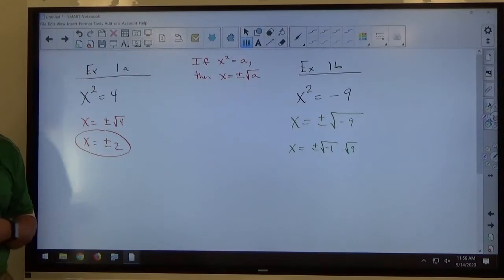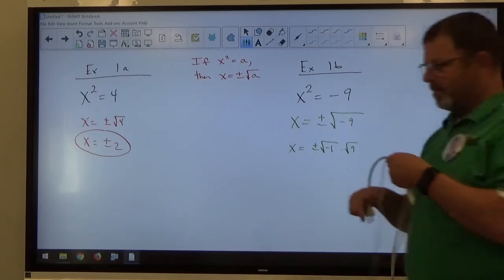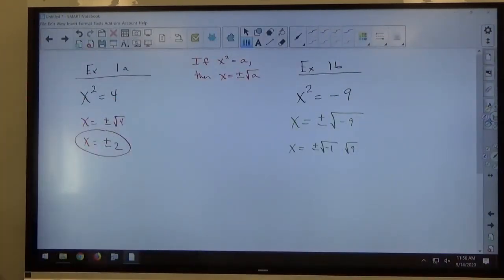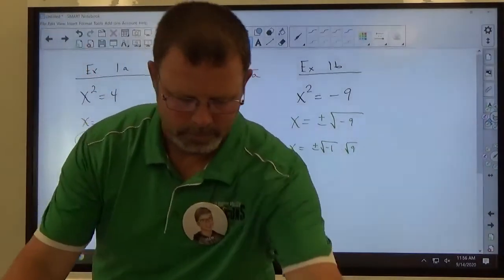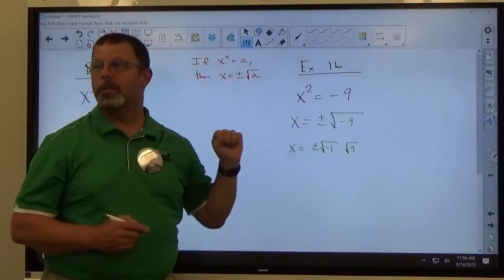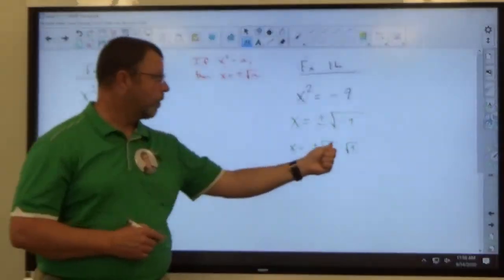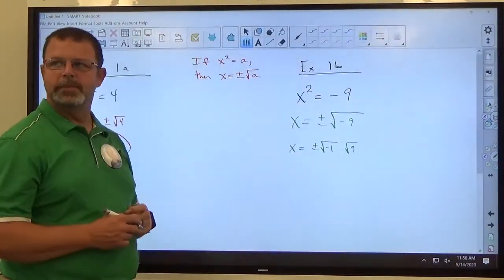By the way, we're not going to be doing it this way all the time. There's a quicker way to get to where we're going. We're just not there yet. Did you say negative 1 times negative 9? Yeah, the square root of negative 1 times the square root of 9, because negative 1 times 9 makes negative 9, right? So we're just breaking it apart like this. What's the square root of 9?